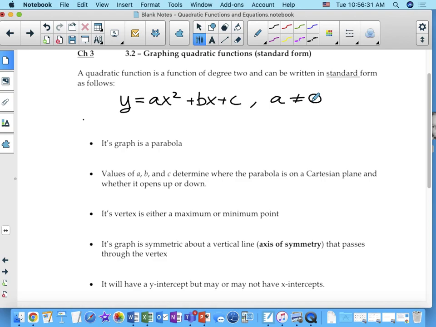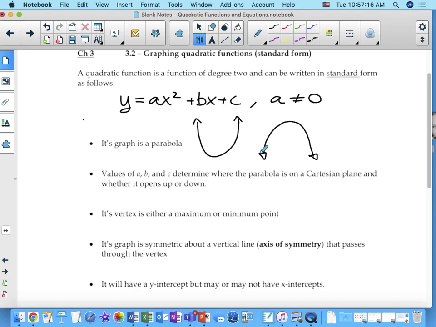Now, the values of a, b, and c are going to tell us what the graph looks like. Okay? So the thing that's going to make one quadratic function look different from another are the values of a, b, and c. Just like in a linear function, what differentiates one from another is the values of the slope and the y-intercept. Okay? So the graph of a quadratic function is called a parabola. Parabolas look like this, or they can look like this. Okay, so same shape, but they can open upwards or open downwards.